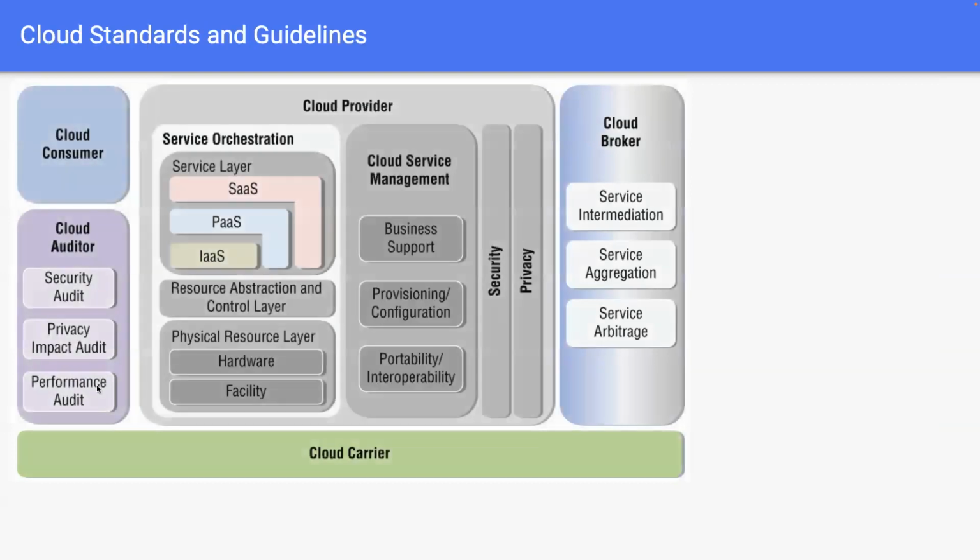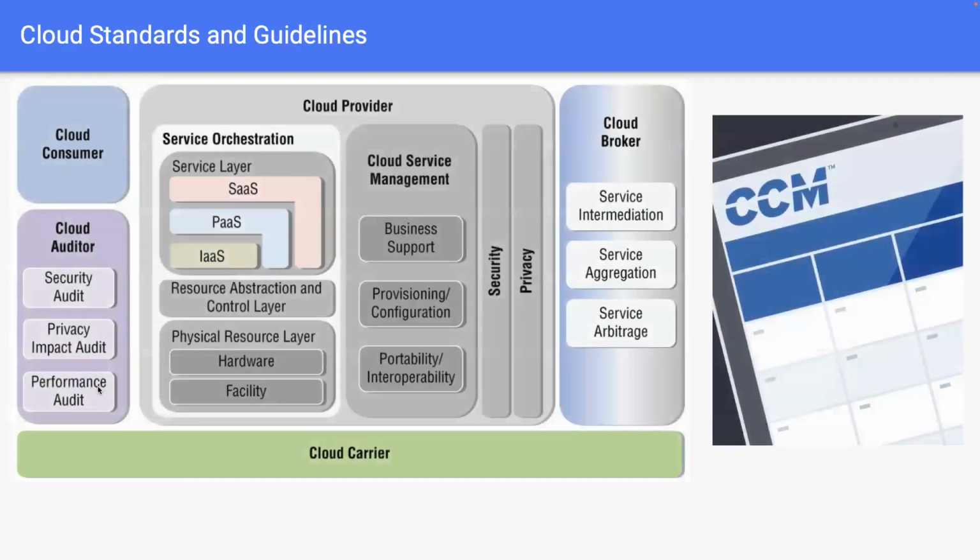There are a number of cloud standards and guidelines, like the Cloud Reference Architecture that's published in NIST SP 500-292, and the Cloud Security Alliance, an organization made by industry that develops and promotes best practices in cloud security with what they call the Cloud Control Matrix.